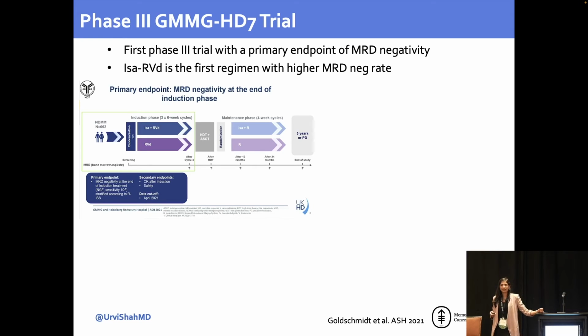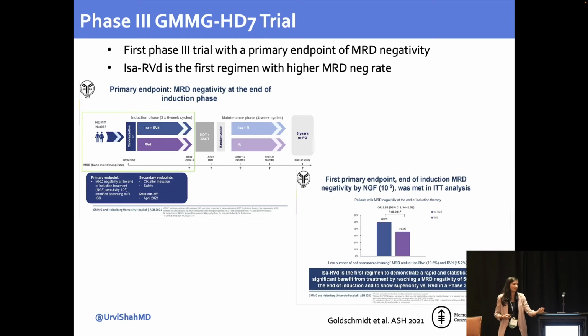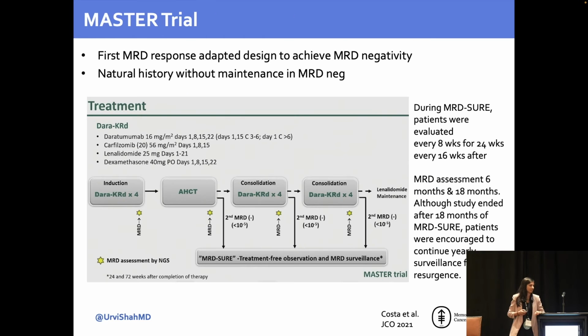So while in the US we tend to use more of the DARA-RVD upfront based on the Griffin trial results, the Griffin trial is not a phase 3 study, it's a smaller study. The isatuximab trial is actually a phase 3 study that met its primary endpoint of showing higher MRD negativity, and that was recently presented at ASH last year. The challenge with isatuximab is that it's mainly IV, and so DARA has the sub-Q option, which makes it easier to give patients.